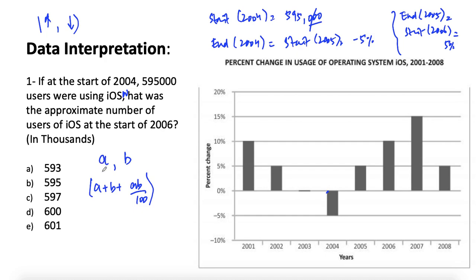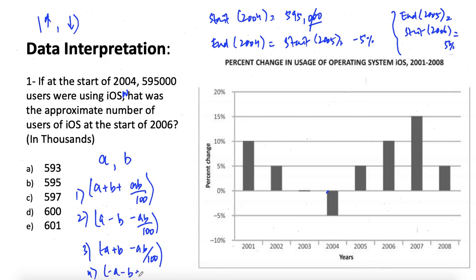So if both of these are percentage increases, this will be positive, positive and positive. Now second, if one is increase and one is decrease, for example A is increasing, B is decreasing, this will be something like this. Now if A decreases and B increases, that will be minus A plus B minus AB over 100. And last scenario, if both of these are decreasing, that will be minus A minus B plus AB by 100.